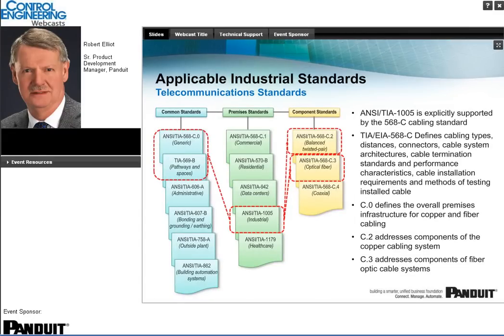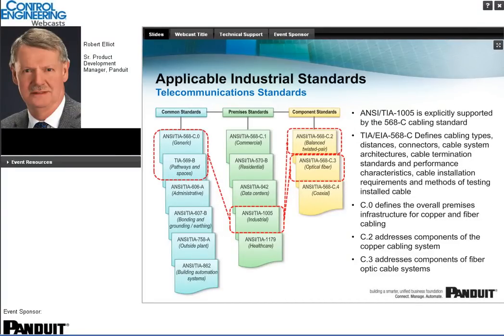So just to show how this standard, TIA 1005 for industrial premises, fits into the bigger picture, these are some of the key applicable industrial telecommunications standards. And they're actually divided into three broad groups, identified in blue, green, and light brown. The first one is a series of standards called the common standards, where you can see, first of all, a generic cabling standard that applies at a fundamental level to all types of premises.